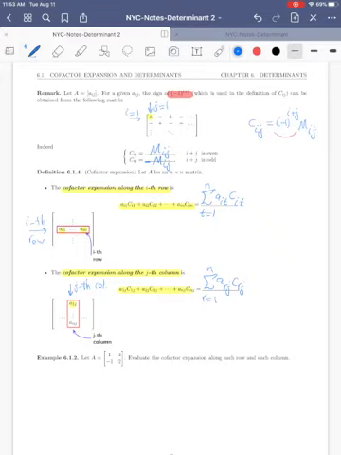To understand better, let's do an example. Example 6.1.2. A 2 by 2 matrix is given, with entries 1, 4, minus 1, 2. And the question says, evaluate the cofactor expansion along each row and each column. So let's compute the cofactor expansion along the first row.